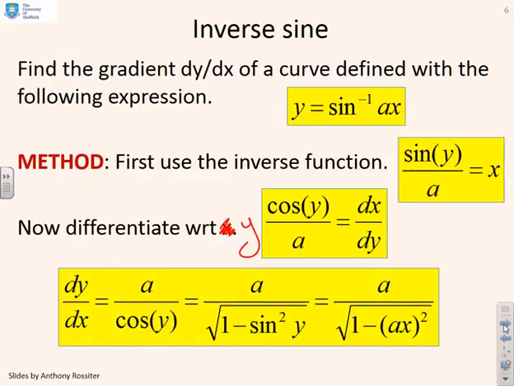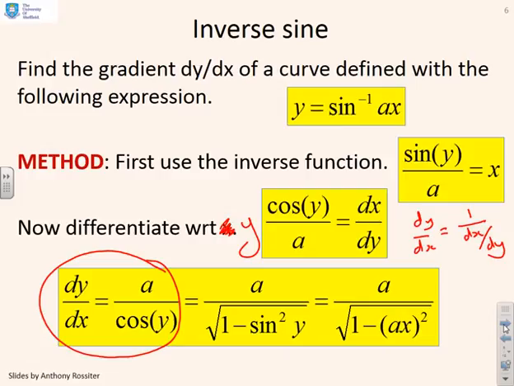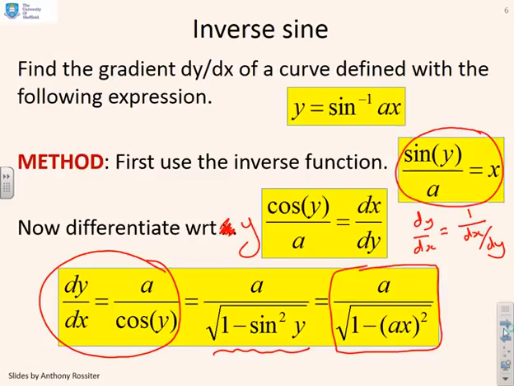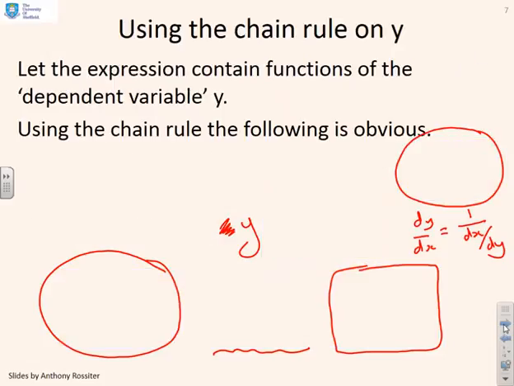Then I use the same observation as before, which is that dy/dx equals 1 over dx/dy. And so you'll see here dy/dx is a over cos y. Then I can substitute in a few observations, in essence that cos y is the square root of 1 minus sine squared y, and we already know sine y from this expression up here is ax, and so with a bit of rearrangement I can get the expression back in terms of x.